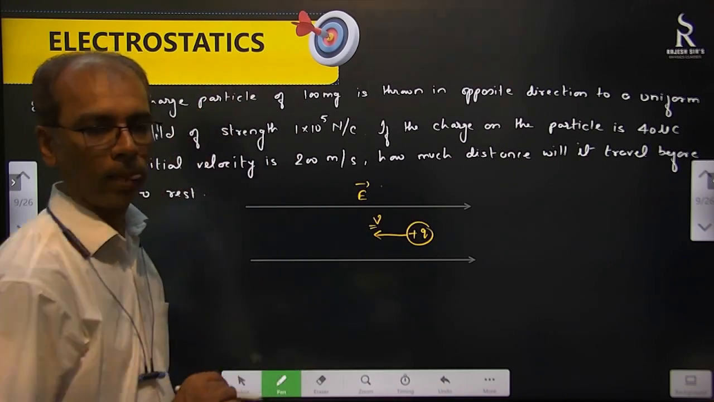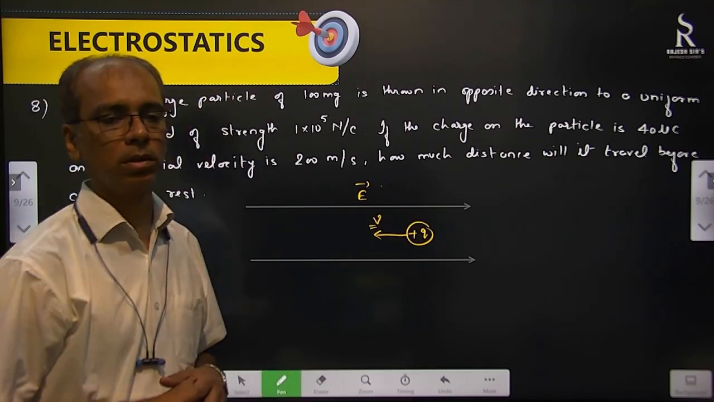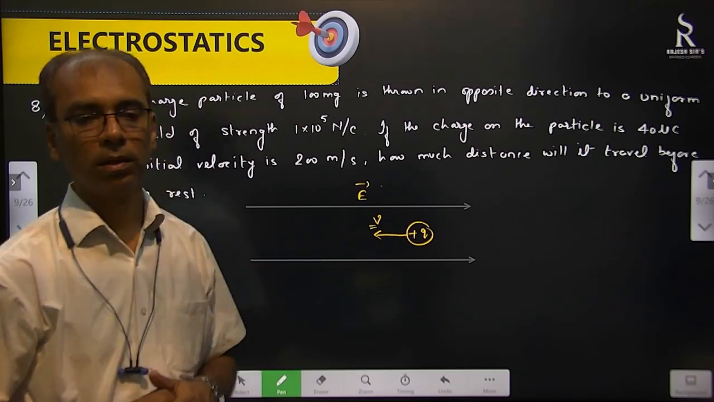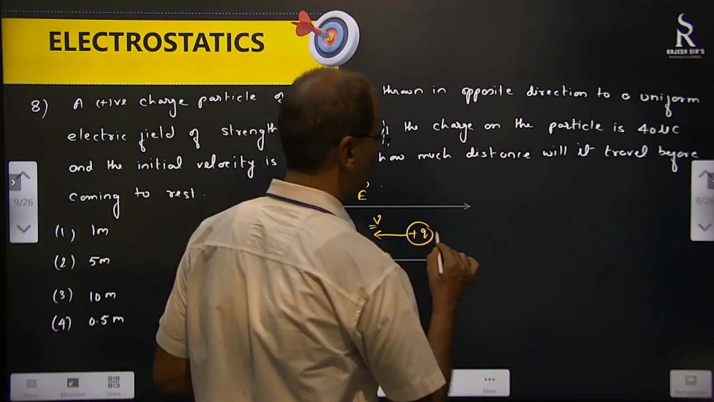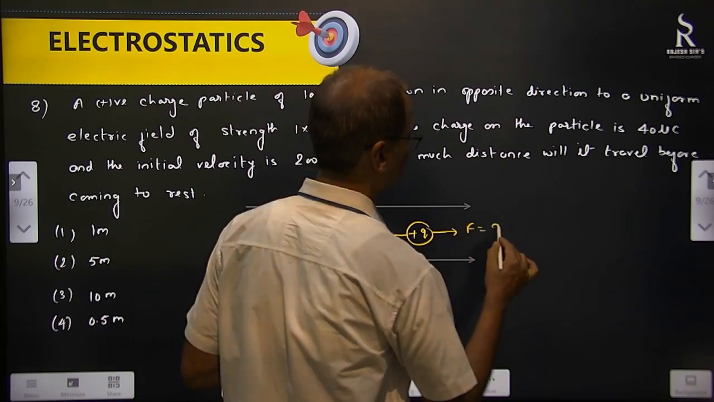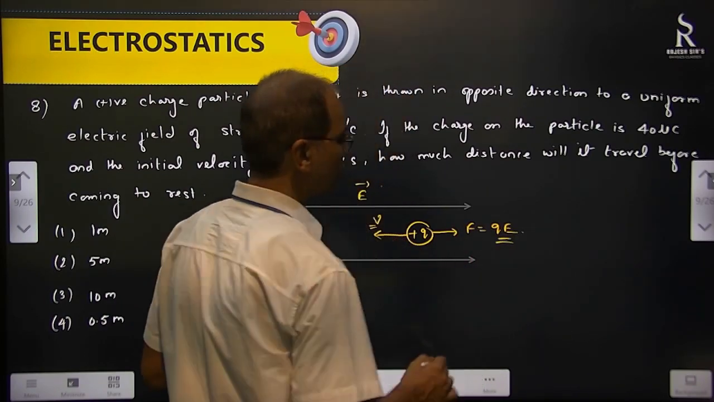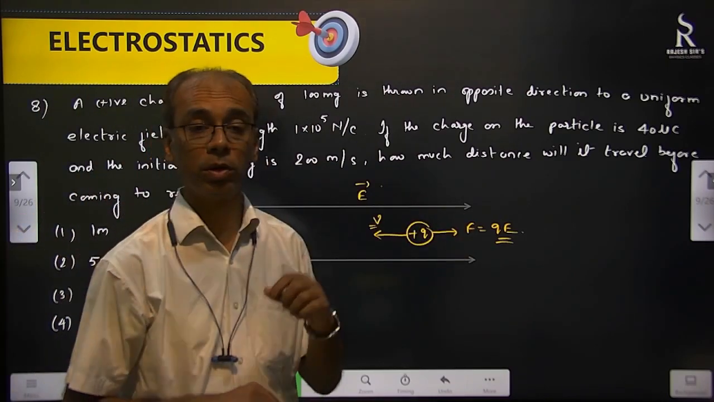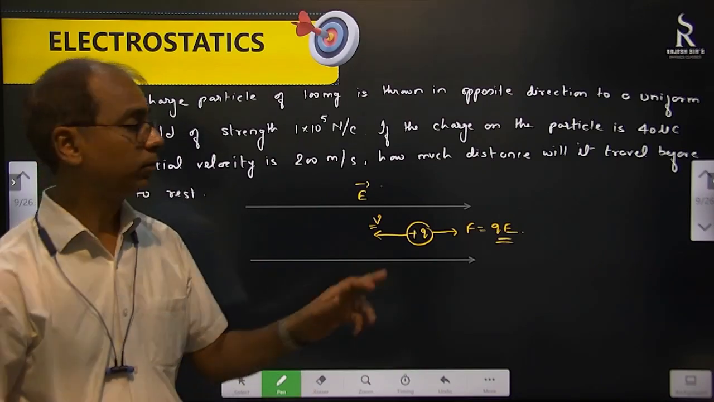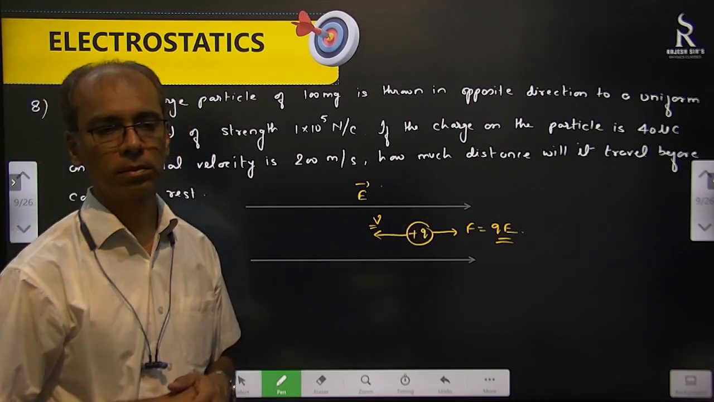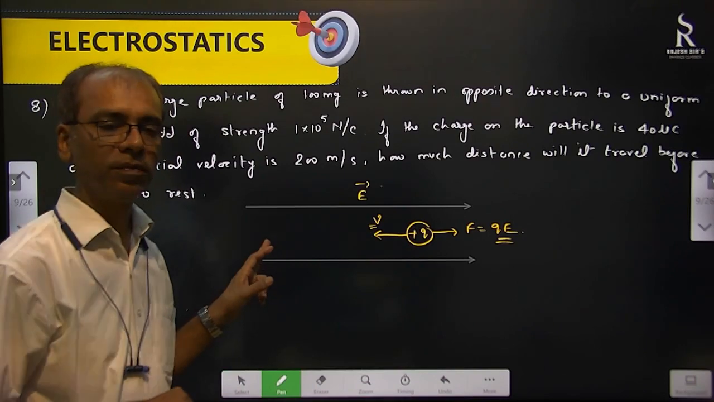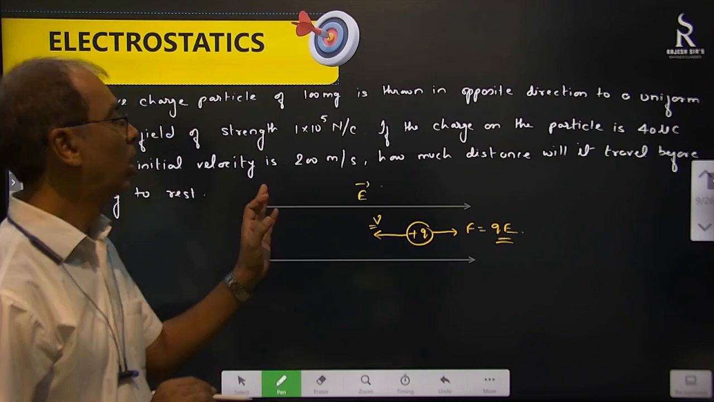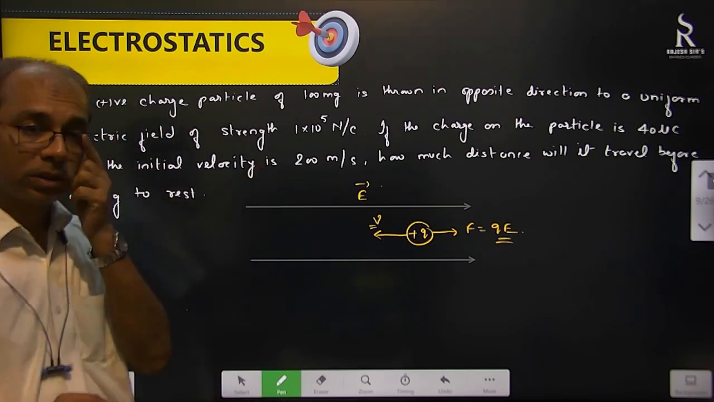What will happen? On this charge, electric field is applying a force. Which direction? Along the direction of electric field. So in this direction, there is a force acting on it. What is that? QE. Now what is this force doing? This force is opposite to the direction of velocity. That means this force will produce retardation. This force is trying to stop it. So eventually this will come somewhere here and stop. Question is asking you that: how much distance will it travel before coming to rest?